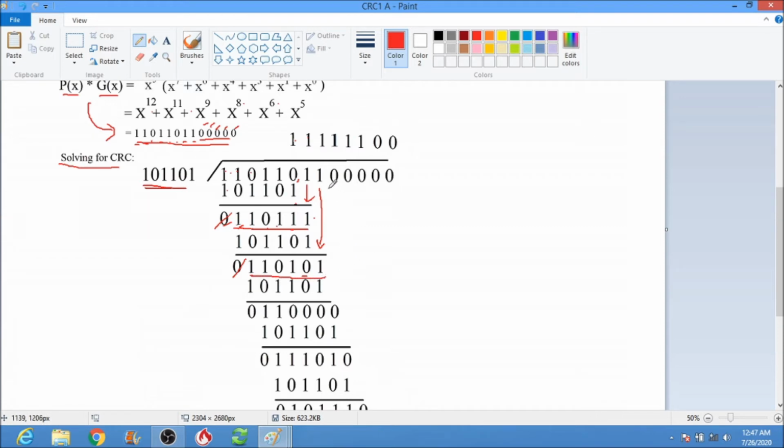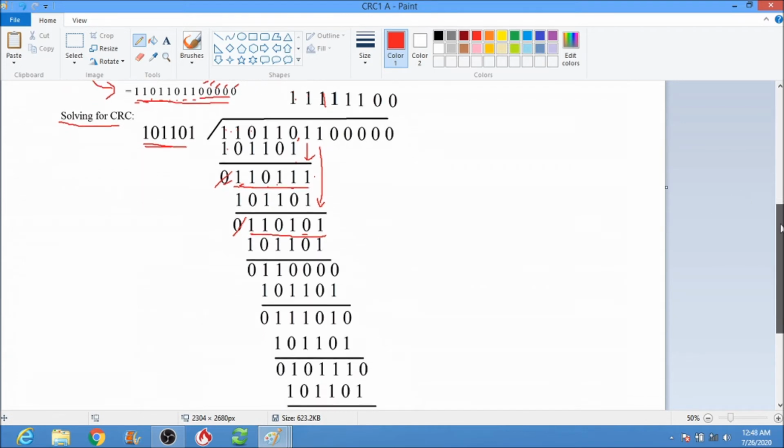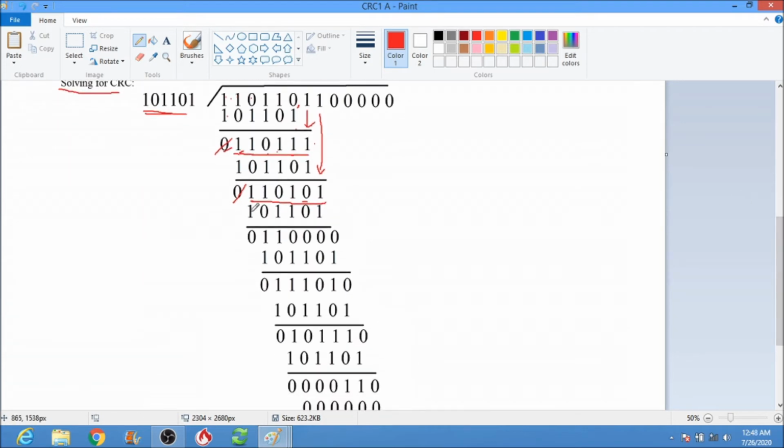Of course, the quotient is 1. So 1 times this one will be 1, 0, 1, 1, 1, 0, 1. In the next step, we XOR again. So 1, 1, so that is 0. 1, 0, that is 1. 0, 1, that is 1. 1, 1 is 0. 0, 0 is 0. And 1, 1 is 0. And then bring down our 0. Next, this will be our next dividend.